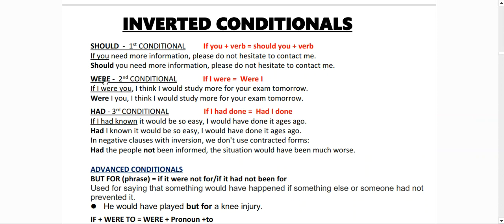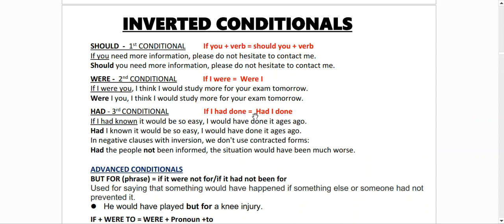The second conditional, were. If I were equals were I. Example: if I were you, I think I would study more for your exam tomorrow. Turns into: were I you, I think I would study more for your exam tomorrow. Were I, that's the conditional here. That's the inversion, I mean. Were before the pronoun. That's the inversion.